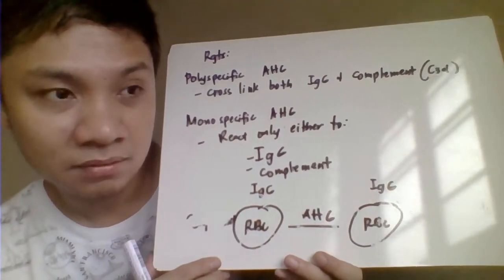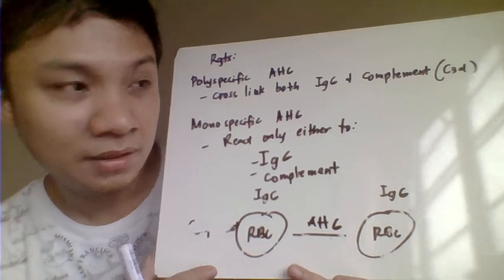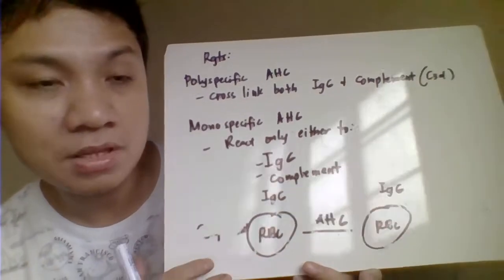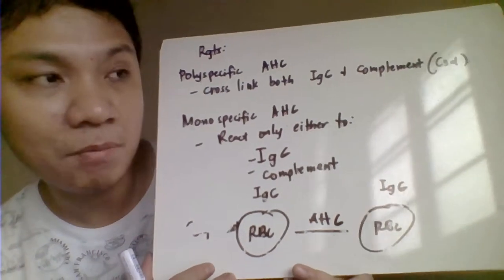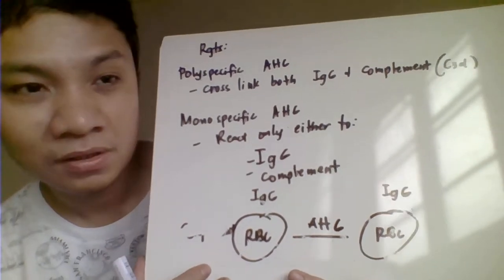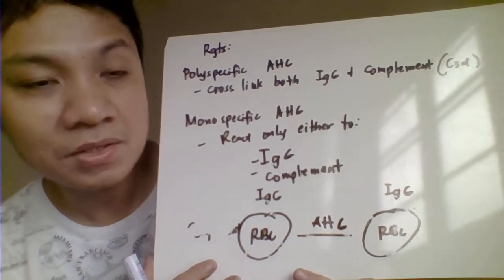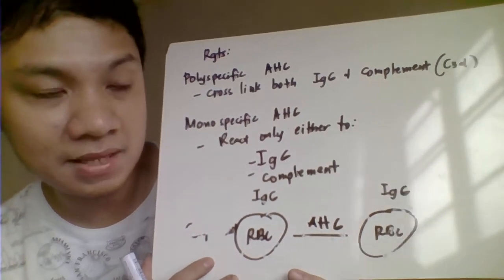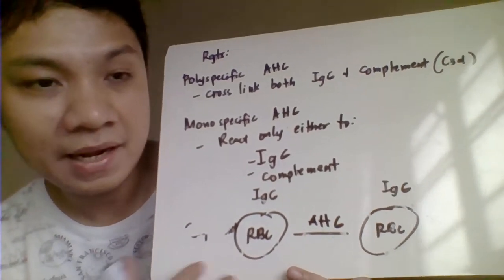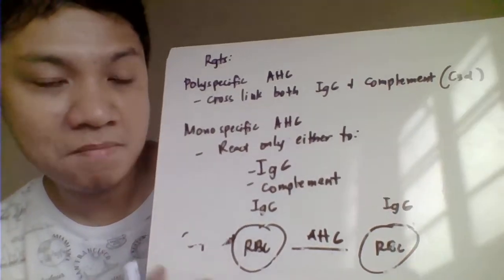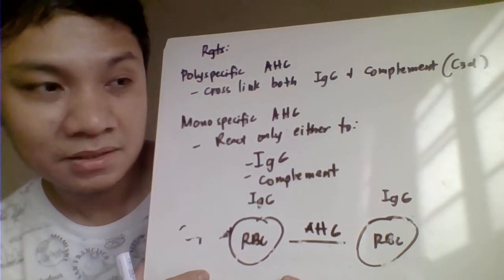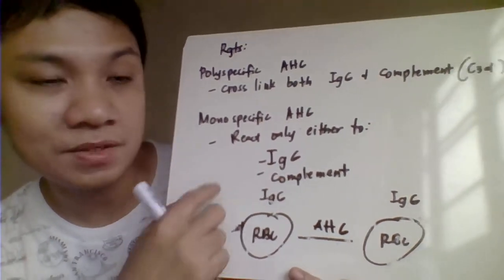react. Okay, so again, there's a difference between the polyspecific and monospecific. Pag polyspecific, pag positive siya, may agglutination, ano ibig sabihin nun? Mean to say, may nakasensitize sa ating RBC, regardless kung IgG yan or complement. Di ba? So, hindi natin malalaman not unless we use the monospecific.